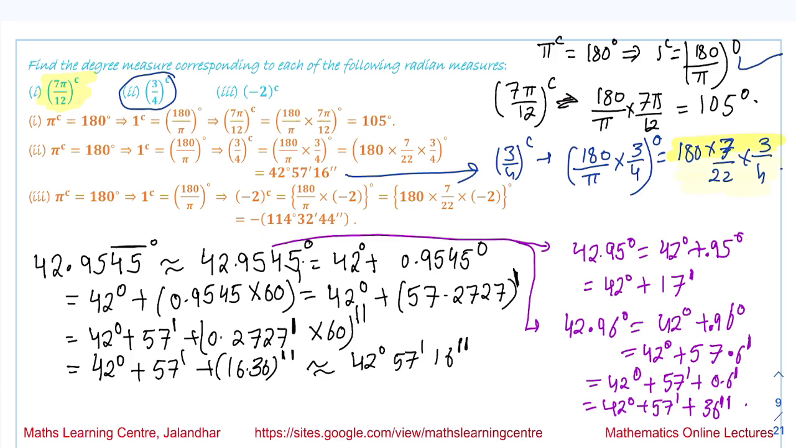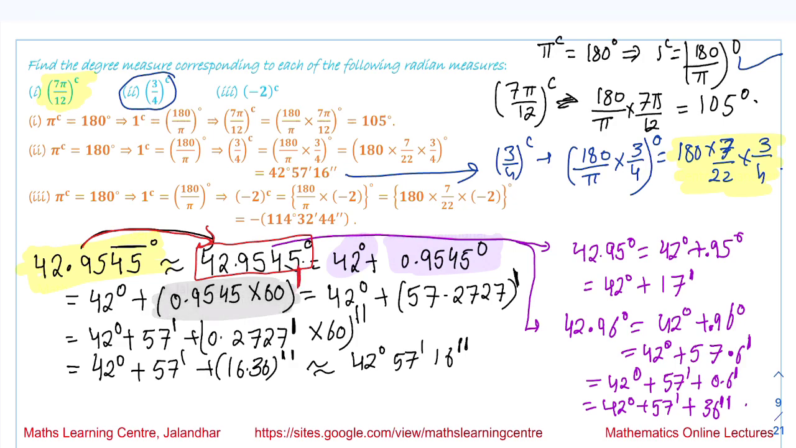When we calculate this value, the answer we obtain is 42.9545 bar degrees. It is basically 0.4545, which keeps on repeating. If we write it in this form, we have truncated the value at 45 and are writing the answer up to 4 decimal places. We can write it as 42 degrees plus 0.9545 degrees. Now this 0.9545 degree, when we convert it to minutes, we get the answer in this form.